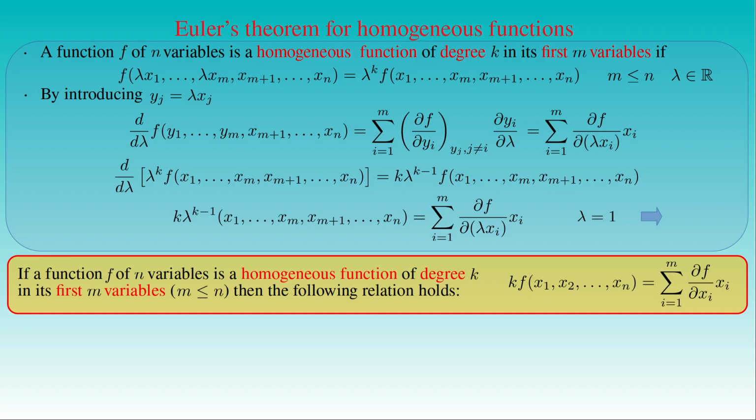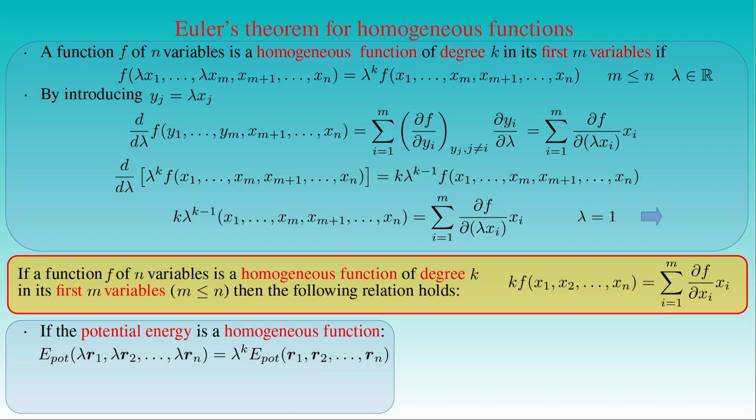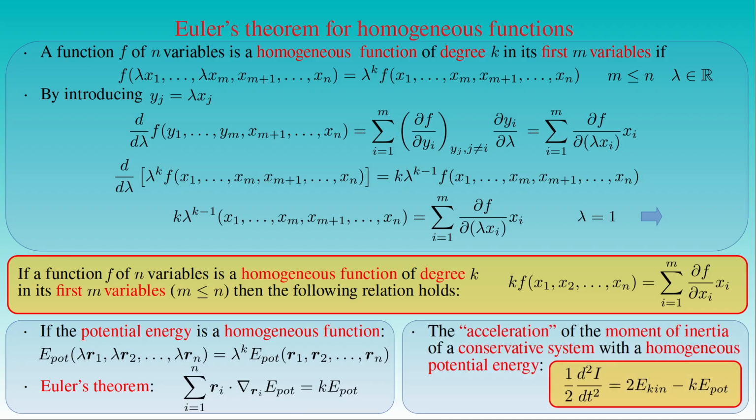If we suppose that the potential energy of a conservative system depends on n position vectors and it is a homogeneous function of degree k in all its variables, then we can state that the potential energy of the system evaluated at the position vectors ri scaled by the factor lambda, is equal to lambda to k times the potential energy evaluated at the positions ri from i equals 1 to n. By applying Euler's theorem for such a homogeneous potential energy, we can write the sum of its directional derivative along the position vectors from i equals 1 to n, as k times the potential energy itself. As a result, half the acceleration of the moment of inertia I of a conservative system with a homogeneous potential energy of degree k can be written as 2 times the kinetic energy of the system, minus k times the potential energy of the system.